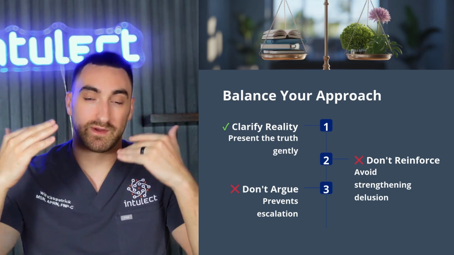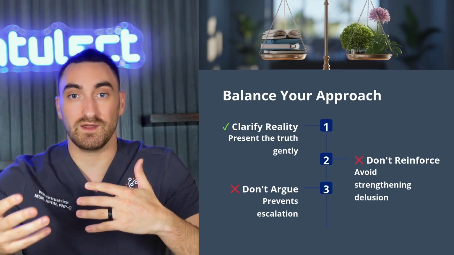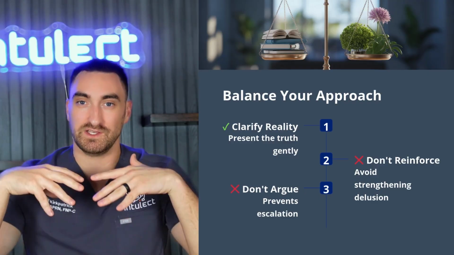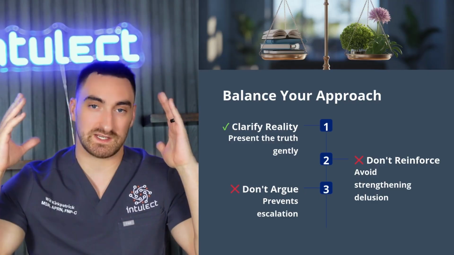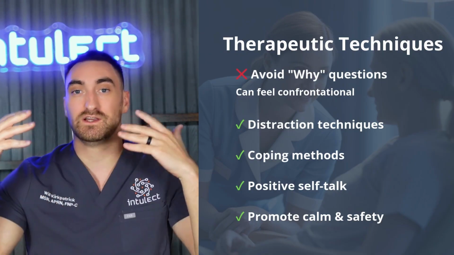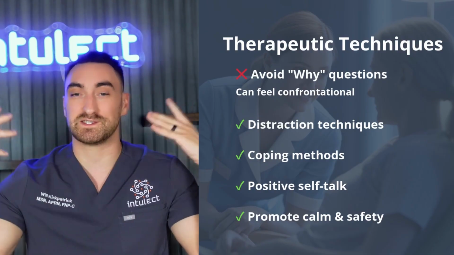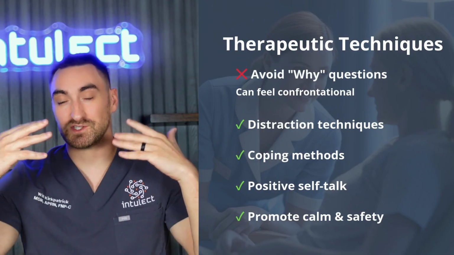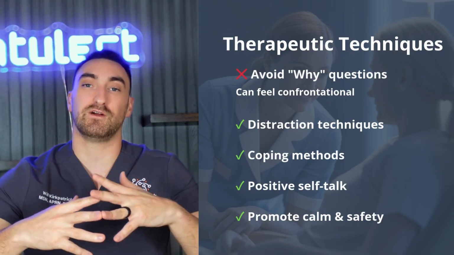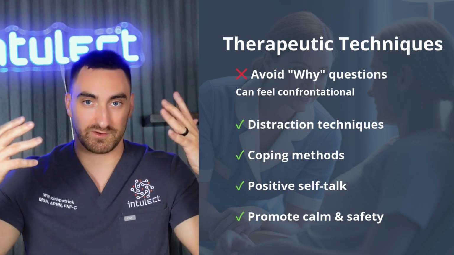You want to clarify reality and you don't want to agree with it, so they continue on in believing that delusion. But it's also important to not be confrontational and just argue with the patient, of course, because then that could cause escalation. So you do want to use therapeutic communication. Don't come off and start asking questions starting with why, for example. That's a big one. You again want to use distraction techniques, coping methods that help them feel calm and safe in their environment. And using and encouraging positive self-talk is very good for delusions as well.